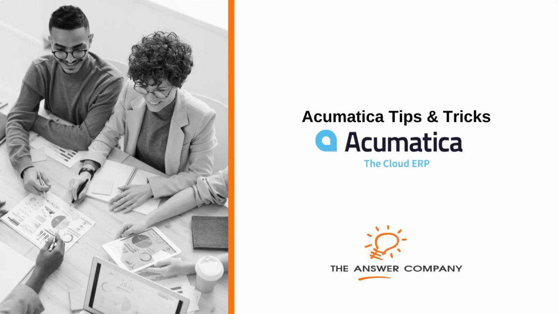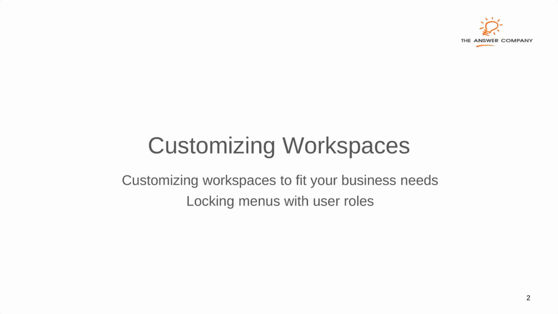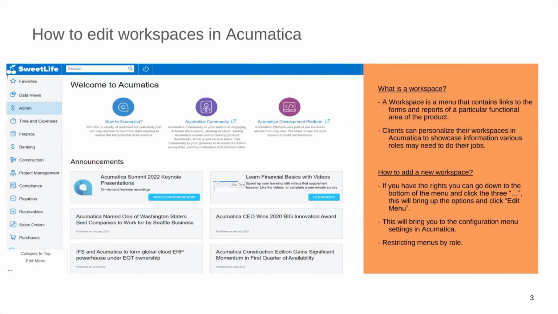Let's begin. Our first topic of the day is customizing workspaces in Acumatica. This is essentially to help you make your Acumatica instance better fit your business needs. So what is a workspace? A workspace is essentially the side icons that you see, like favorites, data views, time and expense, finance, banking, etc. Those things are called workspaces, and we can edit them and make them customizable to your business needs. I'm going to be sharing my screen to show you how to do that.